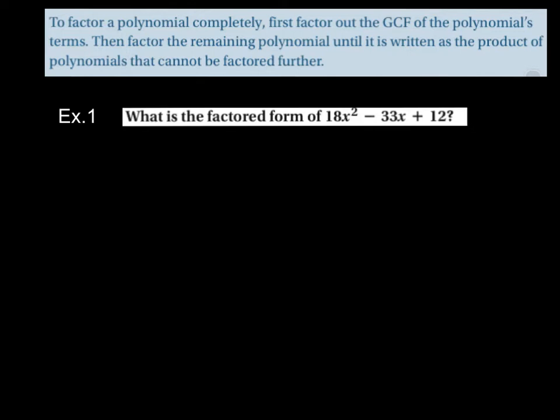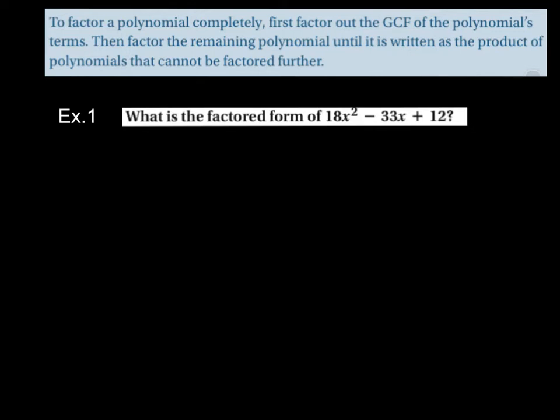So here we talk about factoring. To factor a polynomial completely, first factor out the GCF of the polynomial's terms. Then factor the remaining polynomial. That's what we talked about with 1 and 2. Find the GCF first, then see if what's remaining can be factored.